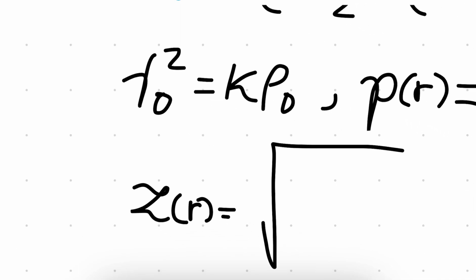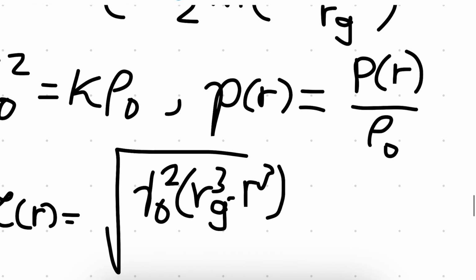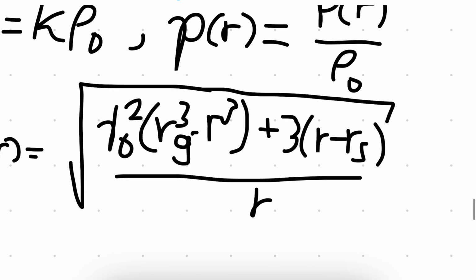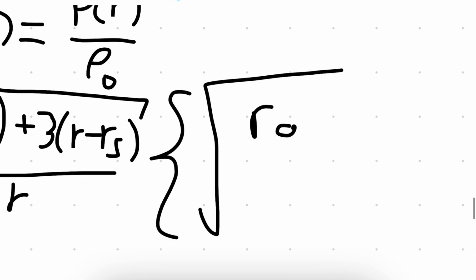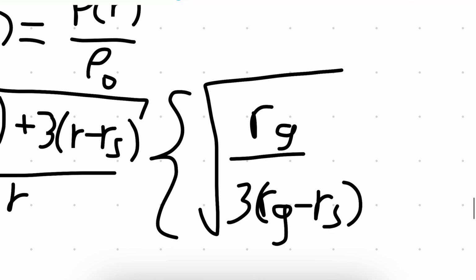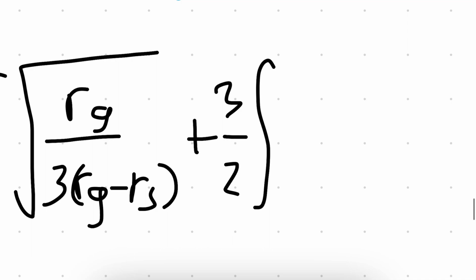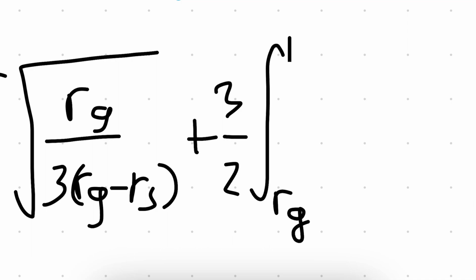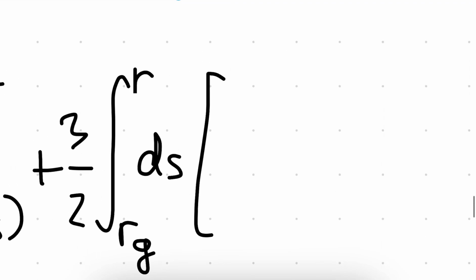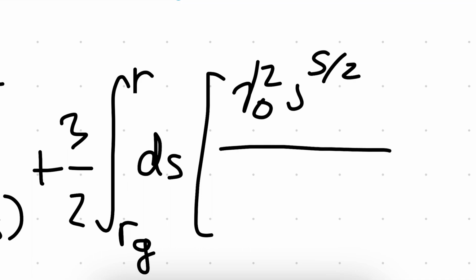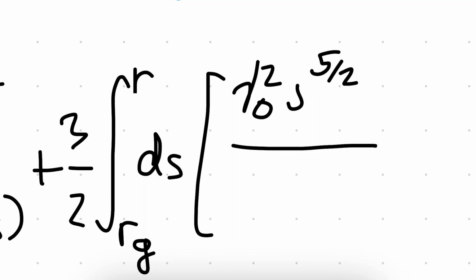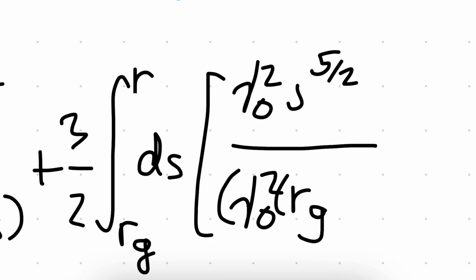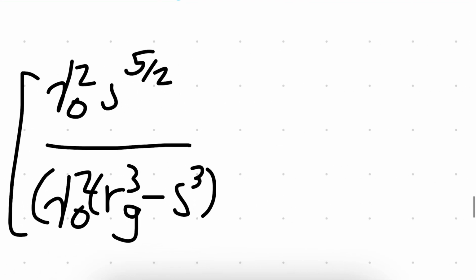And our z of r is this: the square root of gamma naught squared times rg cubed minus r cubed plus 3 times r minus rs, all over r, times the square root of rg over 3 times rg minus rs, plus 3 over 2 times the integral running from rg to r, ds, with respect to s, of gamma naught squared s to the 5 over 2, over the quantity gamma naught squared times rg cubed minus s cubed plus 3 times s minus rs.